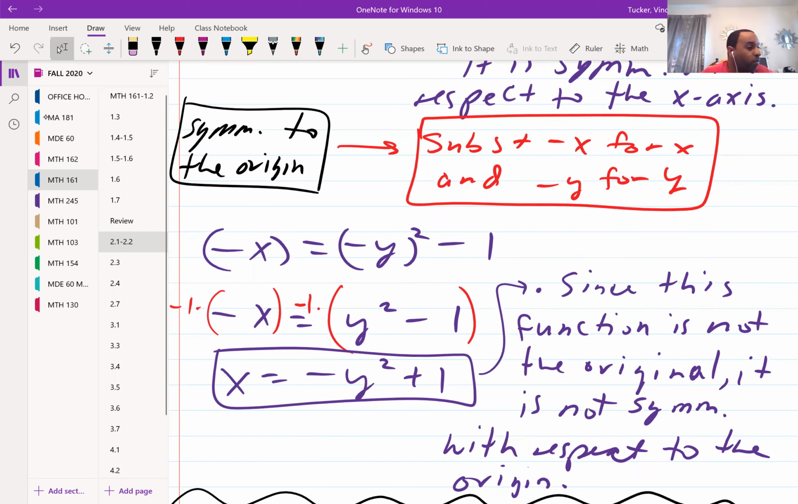So you have to simplify it. Once you simplify and reduce, make a comparison to the original equation. If it is the original equation, it is symmetric with respect to whether it be the y-axis, x-axis, or origin, whichever one you're testing. Once you simplify, if it's the original equation, it is symmetric to that axis or origin, or if not, then it's not symmetric to it.